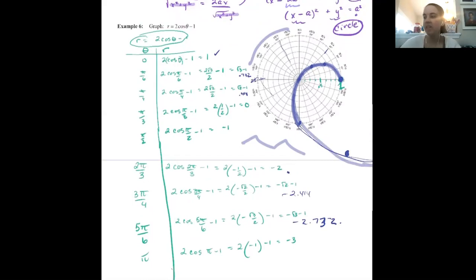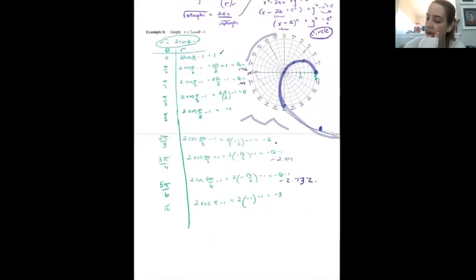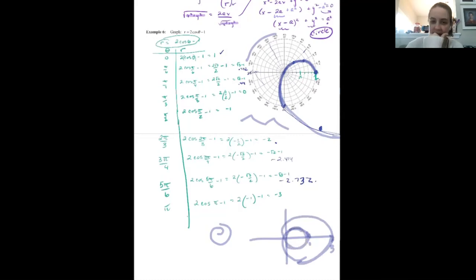Now that's only half, that's from 0 to pi. Now it's not going to spiral. You might be thinking, oh, it's going to spiral, but it actually doesn't. What happens is it starts here, it passes through the origin, it gets a little bigger, and then it comes out here to 3. And then it creates the mirror image of it. So it comes up like this, like this. So that's what the whole thing looks like.